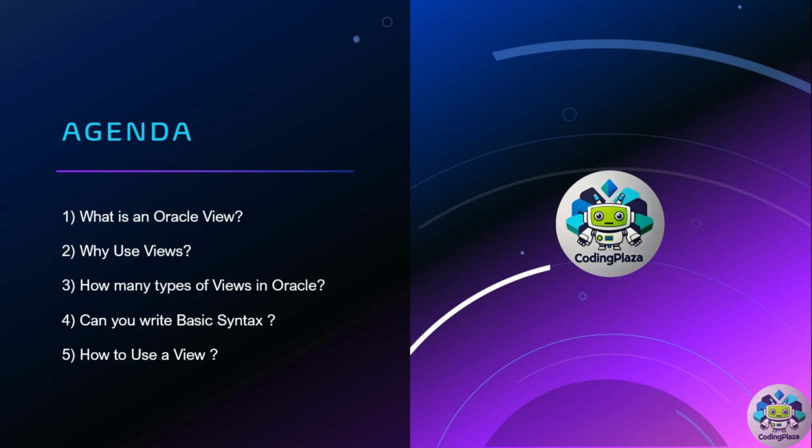For the first question: what is an Oracle view? It's the basic question they will ask to see whether you know it or not. The next question is why use views? They have divided them serially, and they will ask this too, so you have to be prepared for that. Then, how many types of views are there in Oracle? There are different types of views, and I will explain this.